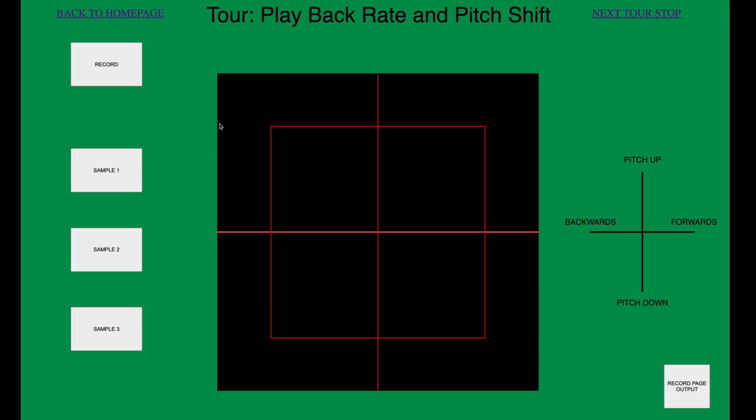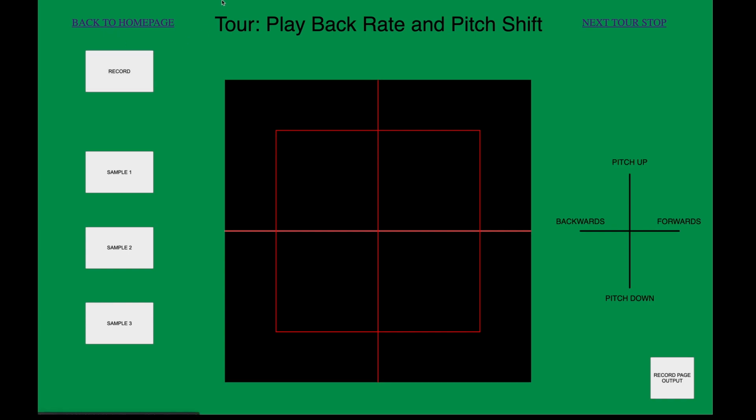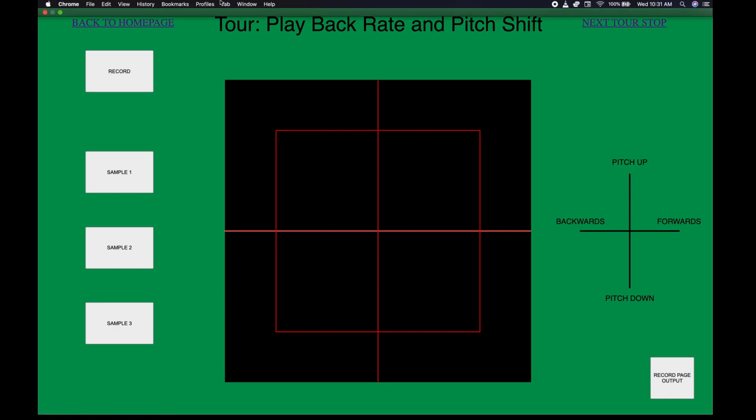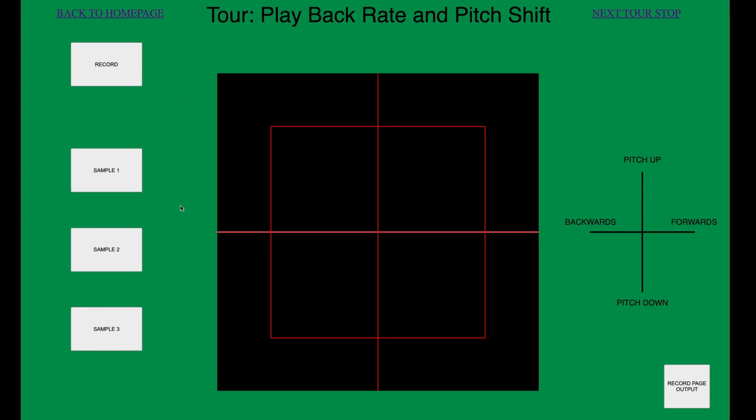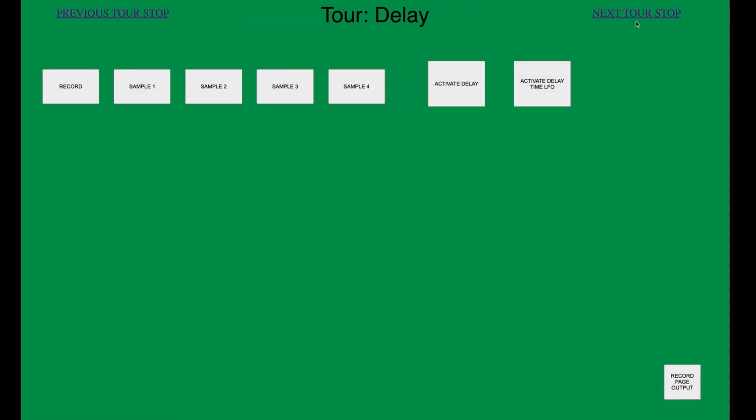All right, so the tour has 4 stops. We have playback rate and pitch shift, amplitude modulation, delay, and audio slicing. And as I'm clicking through these links, I'll just remind you this is all just running in the browser. No downloads are necessary. This program is free and easy to use. And especially this tour, everything is designed to be immediately simple and easily accessible.